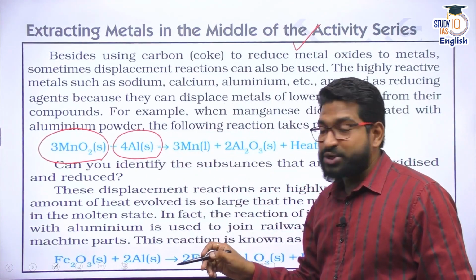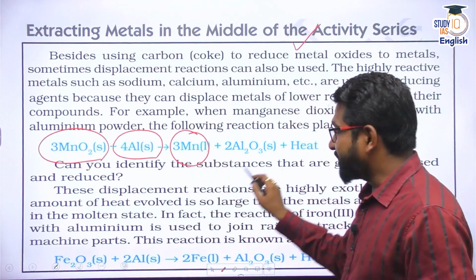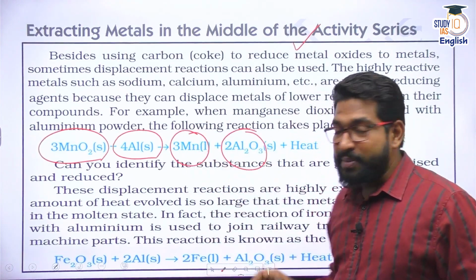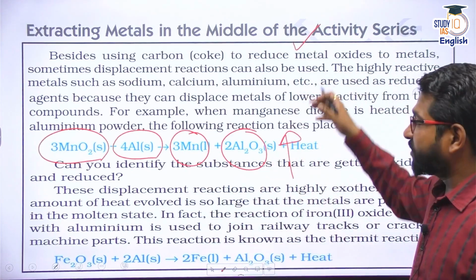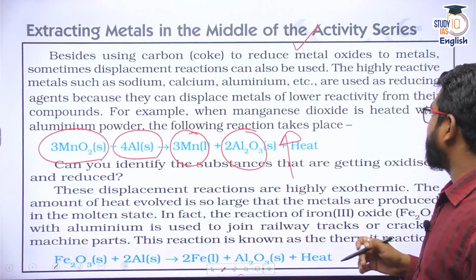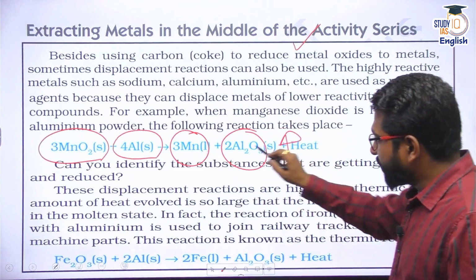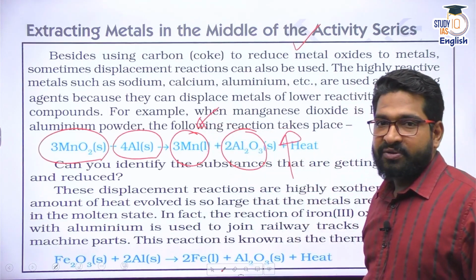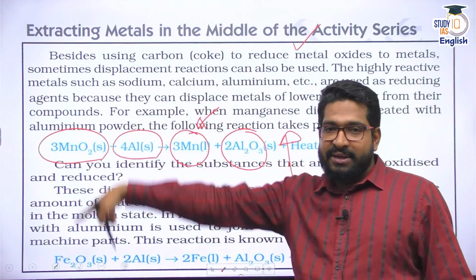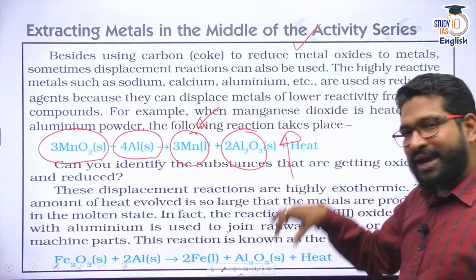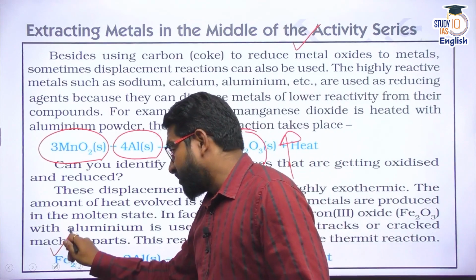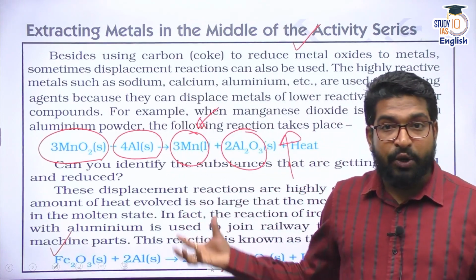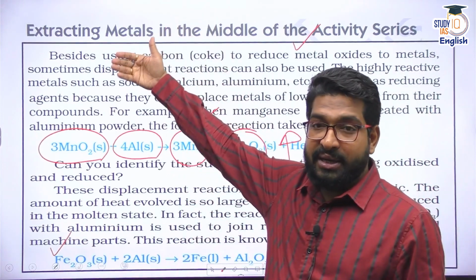Now what will that reaction run like? I get manganese, then Al2O3 is formed, and along with it heat is formed. This can also be one of the examples. So manganese dioxide is heated with aluminium powder to get manganese. How? Aluminium replaces that manganese. And one such reaction is also used to get iron. Iron is also reduced using aluminium because aluminium comes higher in the reactivity series.